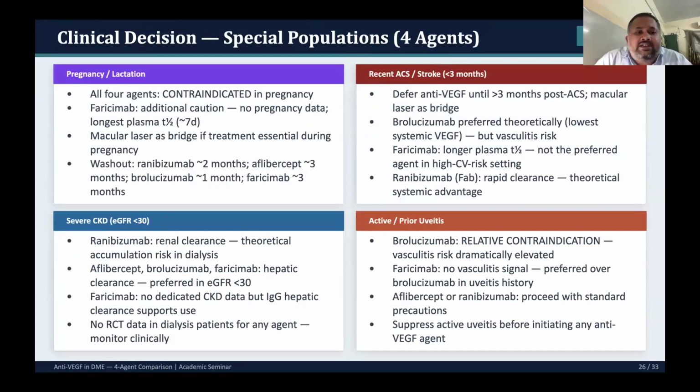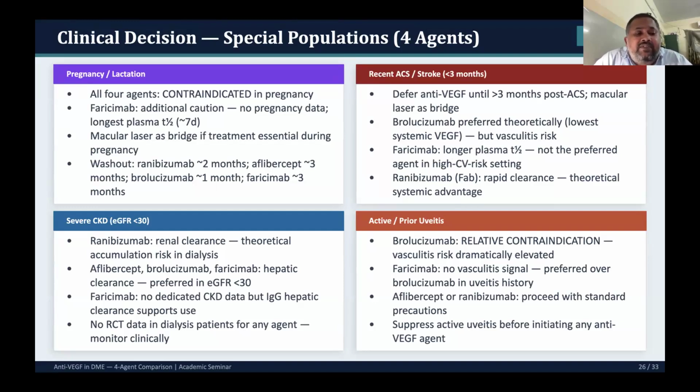So for all four agents, we know that they are contraindicated in pregnancy and lactation. For faricimab, as an additional caution, there's no pregnancy data and it has the longest plasma half-life. So we have to be a little careful. And for washout, ranibizumab approximately 2 months, aflibercept approximately 3 months, brolucizumab approximately 1 month, faricimab approximately 3 months.